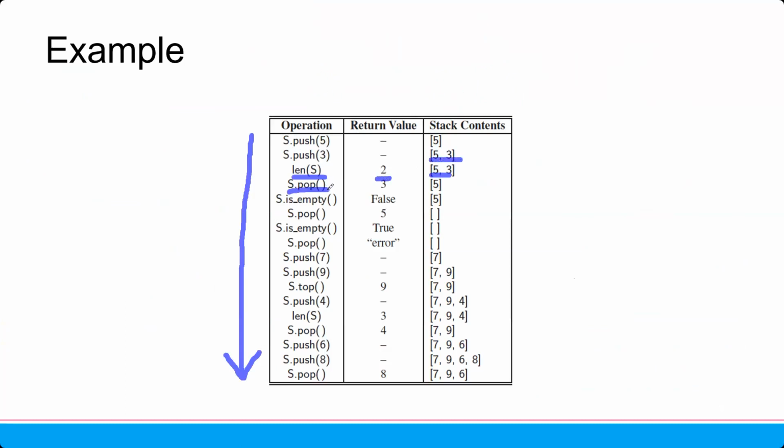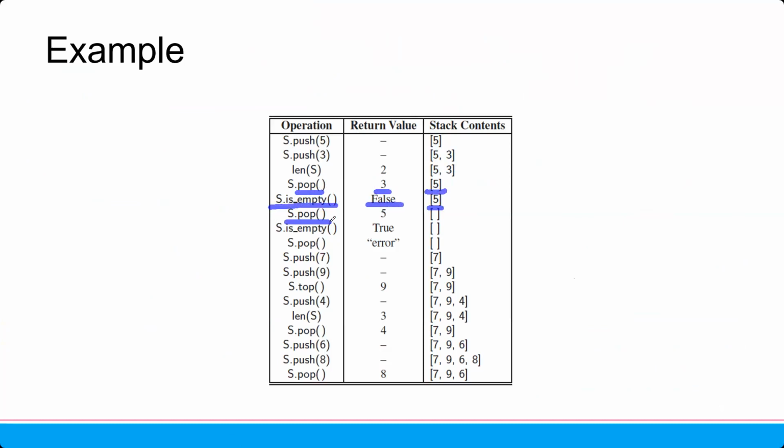What about if I pop? What is pop? Pop is to remove the last element. Then I will remove the last element 3. Now the stack content will be only 5. If I check whether S is empty or not, it returns false because the stack still has one element.